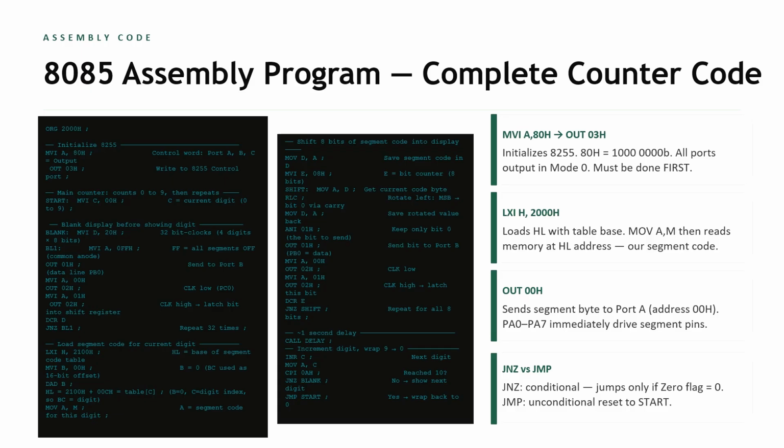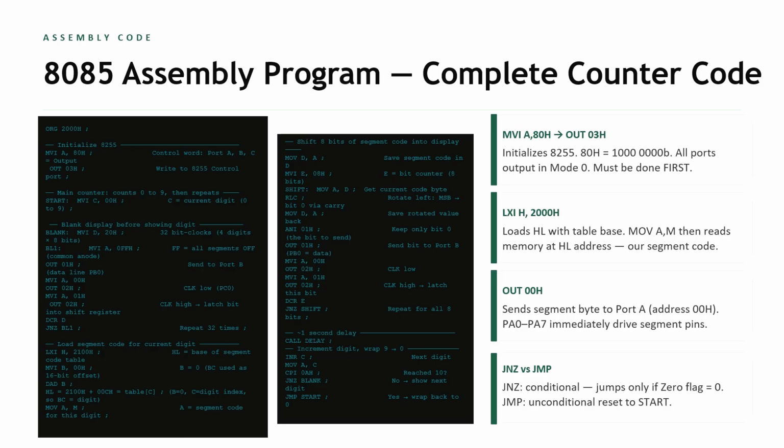Every time we jump back to start, C is reset. At address 206H, the label blank, as we can see here, MVI D, 20H begins the display blanking routine. We load 32 decimal, which is 20H, into D. We then loop 32 times, each time sending the byte FFH to port B, pin PB0, and toggling the clock on PC0. This clears all the digit segment positions on the display before showing a new digit.